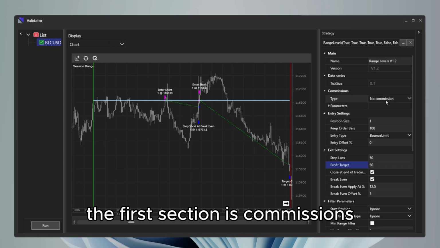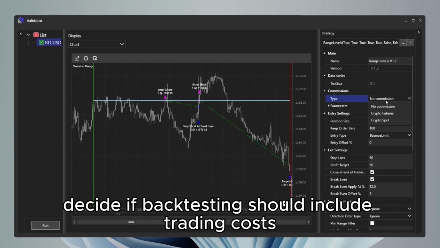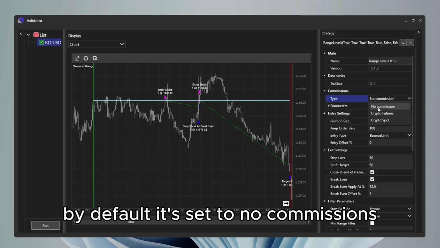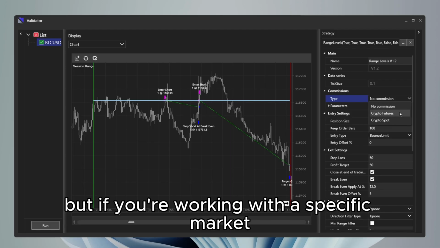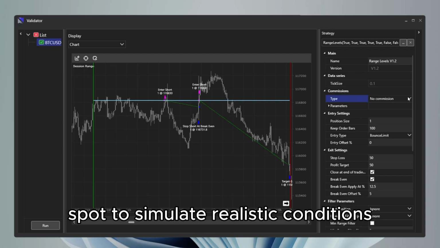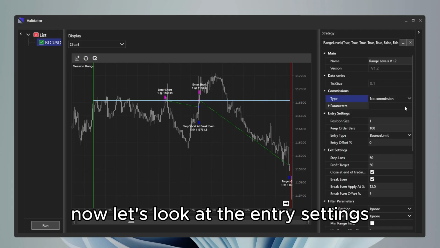The first section is commissions. Here you can decide if backtesting should include trading costs or not. By default, it's set to no commissions. But if you're working with a specific market, you can also select crypto futures or crypto spot to simulate realistic conditions. Now, let's look at the entry settings.